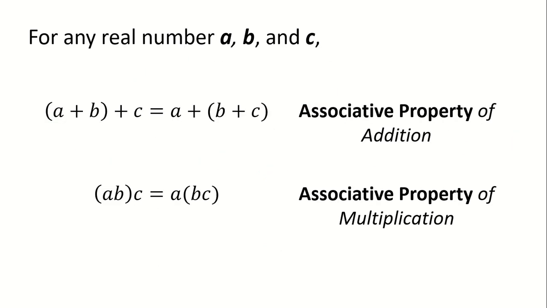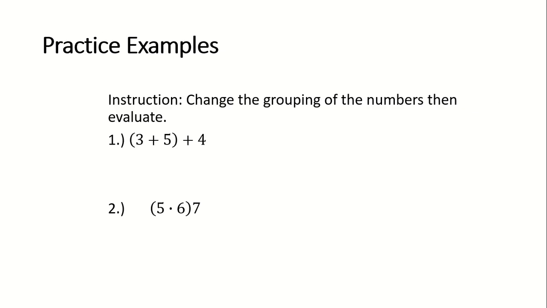So here's a summary of associative property of addition. You can just change the priority group, as long as the operation is all addition. Same with multiplication. If the operation is all multiplication, you can just change whatever's inside the parentheses. You can change whatever is the priority. Let's try some examples. Change the grouping of the numbers, then evaluate.